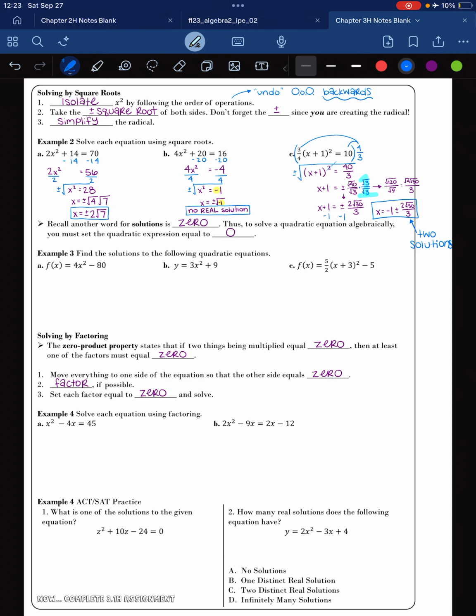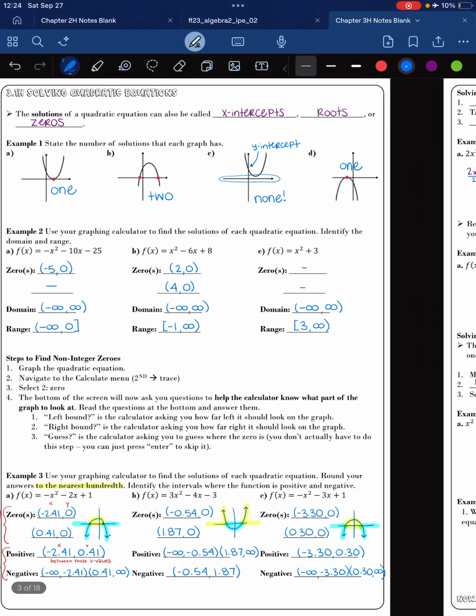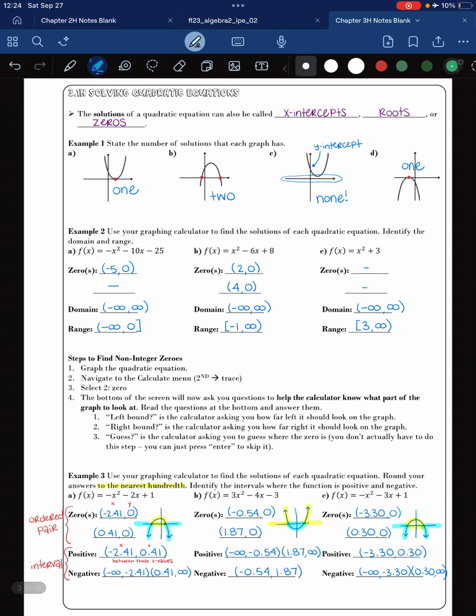Okay, so another way to solve is remembering that solutions is the same thing as zeros. And so a way that we can solve is by setting a function equal to 0 and solving it, right? And that's where it is so important that we know our vocabulary. Flipping back to the first page, right?